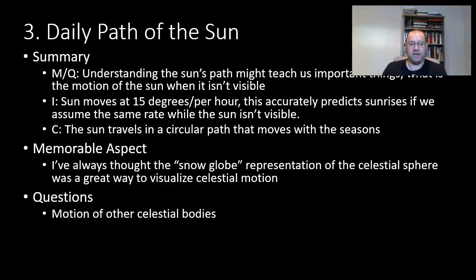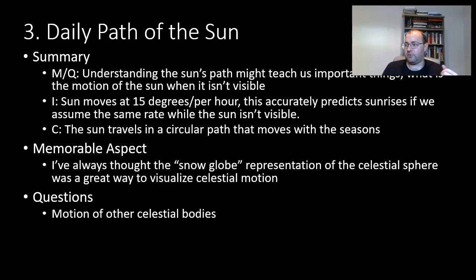Now, most of the time we can't see those when the sun's out. The sun and the moon are really the only celestial bodies we can see when the sun's out. But when the sun's not out, we see the stars, the planets, the moon. If it's out when the sun's not out, they're all going along the same type of path.